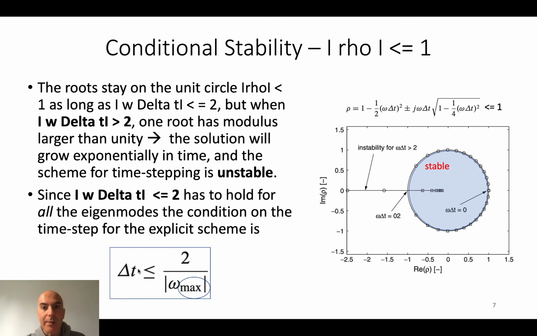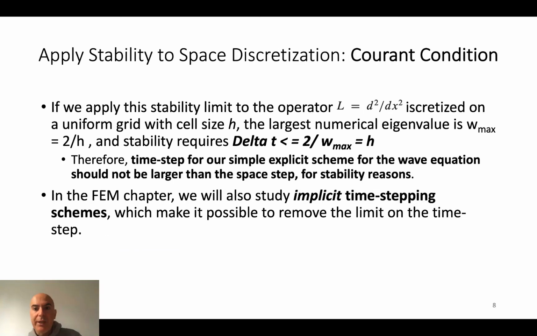That is, the time step in our problem needs to be less than 2 divided by the absolute value of the maximum value of the eigenvalues of the problem. We can also apply the same technique in space. So when we have only the time, then we need to take 2 over the maximum eigenvalue of our problem in time.